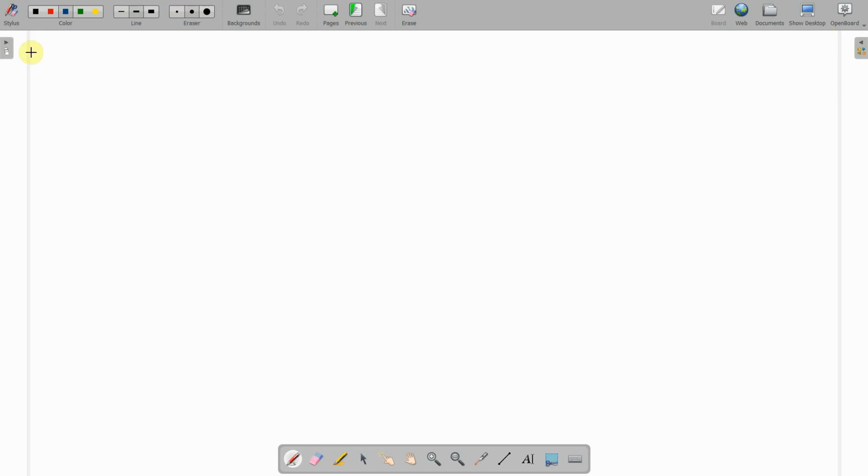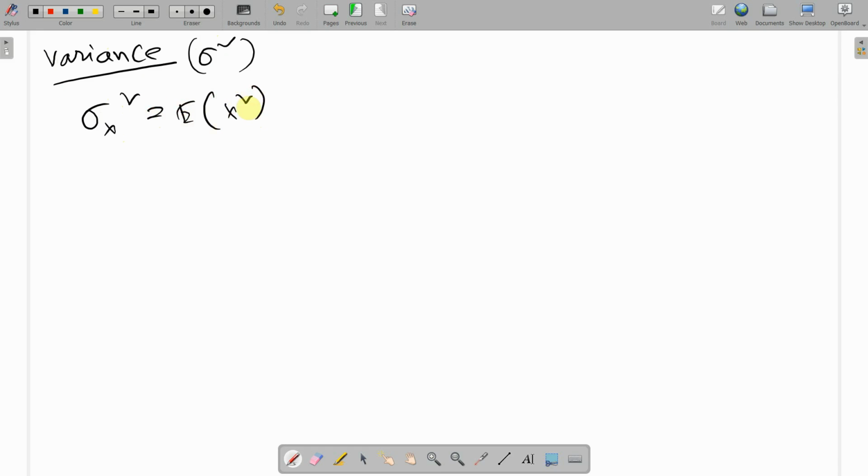Okay. Now let's find out what will be the variance, sigma square. Sigma x square can be written as E of x square minus E x whole square, which I discussed at the beginning. To find this value, what value do I know? I know the value of E x, but I don't know the value of E x square.